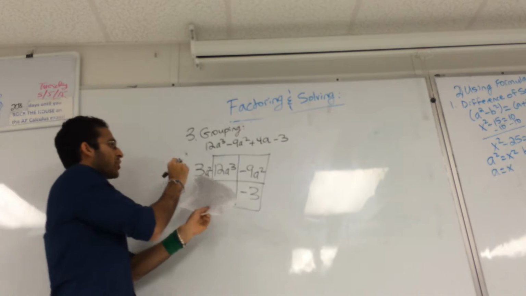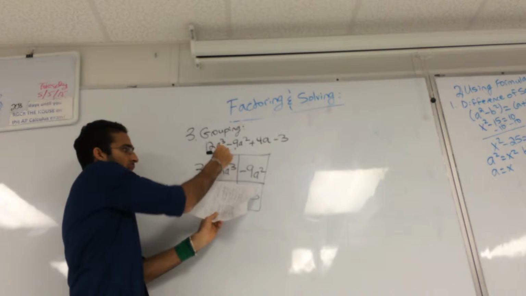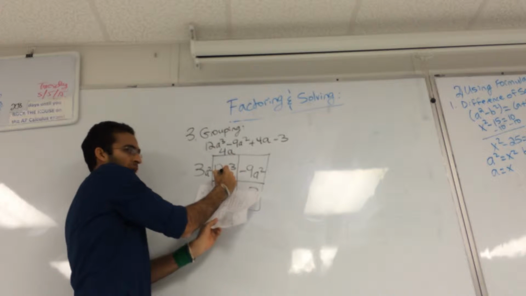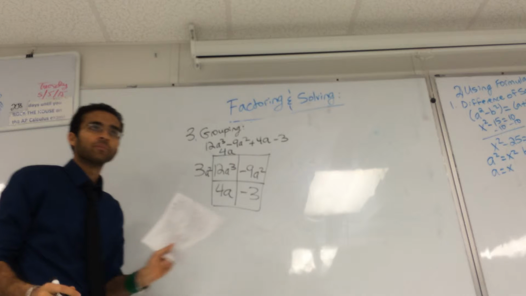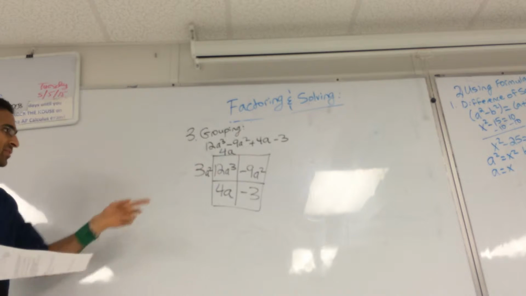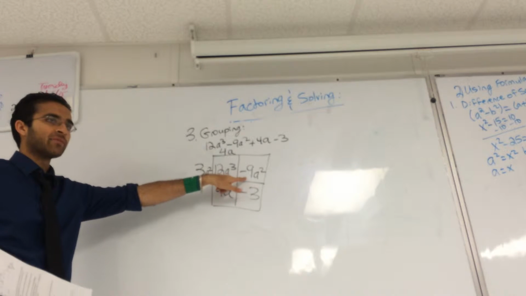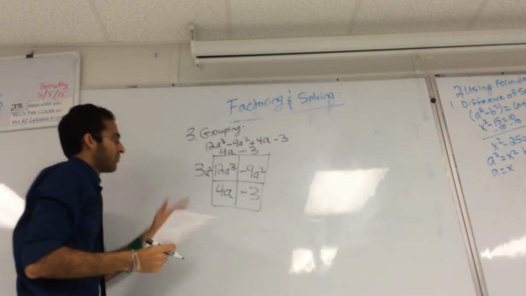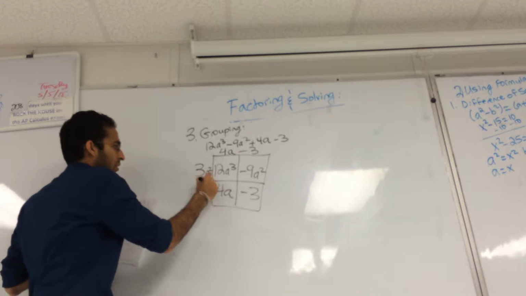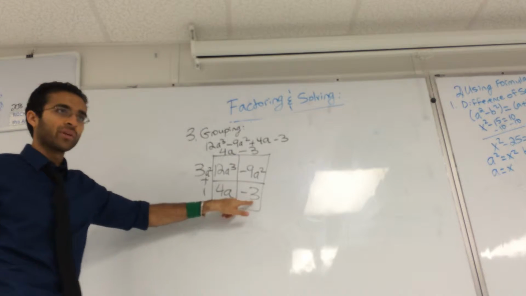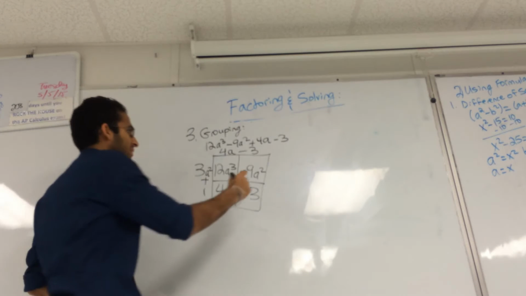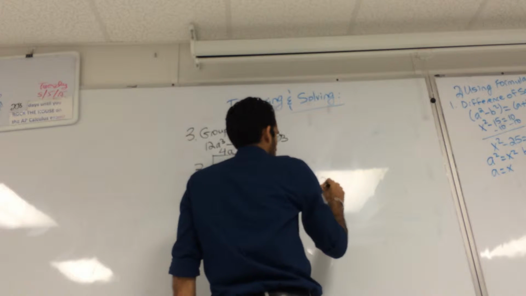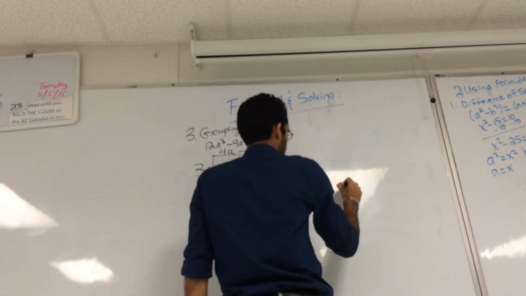And now I want to say 3a squared times what gives me 12a cubed? Well, it must be 4a. 3 times 4 is 12. A squared times a is a cubed. And now we're in business. 3a squared times what gives me negative 9a squared? Negative 3. 4a times what gives me 4a must be 1. And just to check, 1 times negative 3 is negative 3. So I'd factor this and I'd say, okay, factored form, 4a minus 3 times 3a squared plus 1.